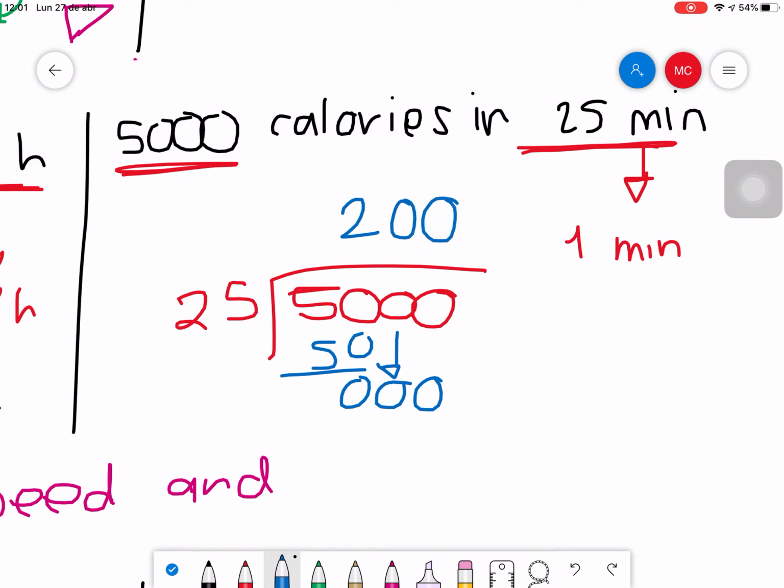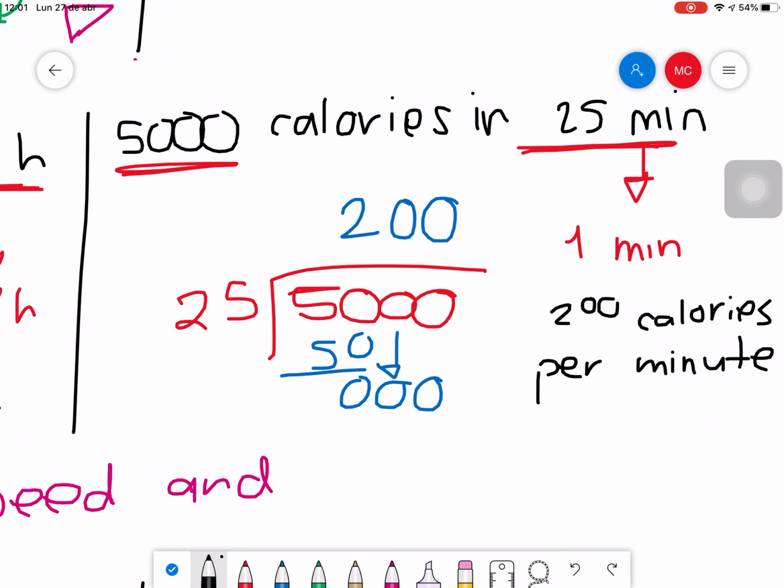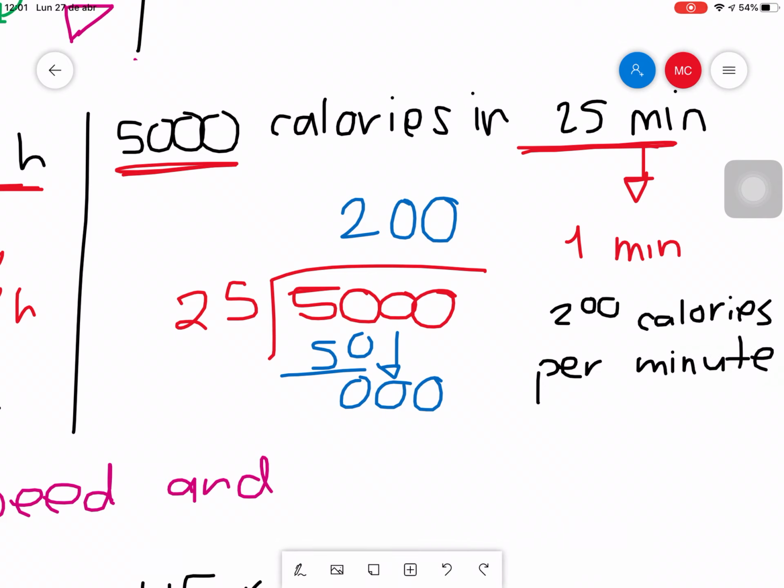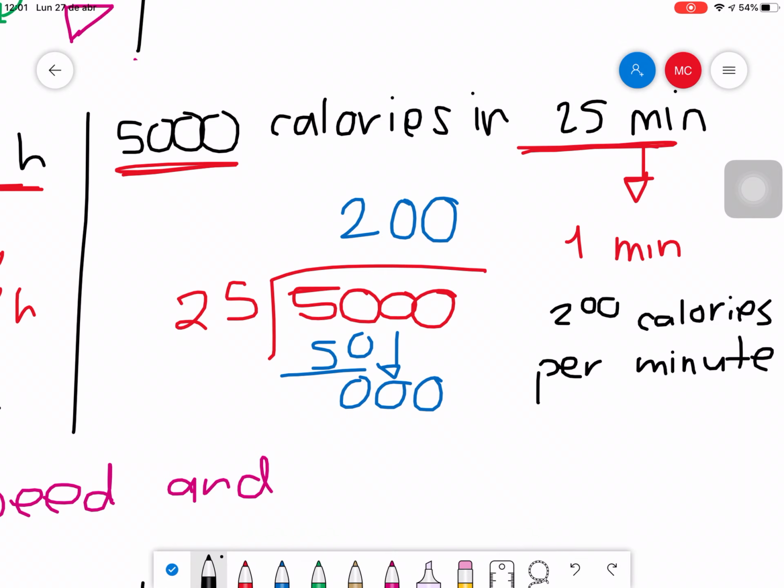So that means that I burned 200 calories in 1 minute, or per minute. Sorry, I always forget that, but you must not forget that. Per minute. If you write in 1 minute, that's fine also, okay? And of course, this is not possible. I will never burn that amount of calories in 1 minute, but we are pretending, okay?